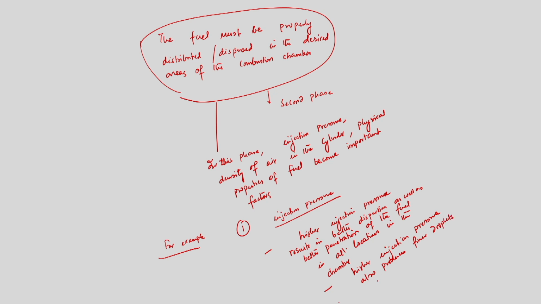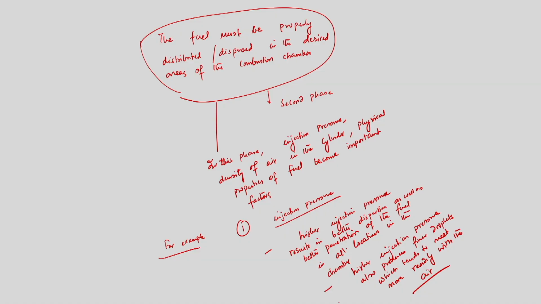Higher injection pressure also produces finer droplets, which tend to meet more readily with the air. So, the role of injection pressure is that higher injection pressure results in better dispersion or distributed phase in all locations in the chamber. Not only that, it also produces finer droplets which meet more readily with the air. If we fragment liquid fuel into smaller and smaller droplets, we will have better combustion, because the droplets will meet more readily with the air. So you will have better mixing. This is the important issue.